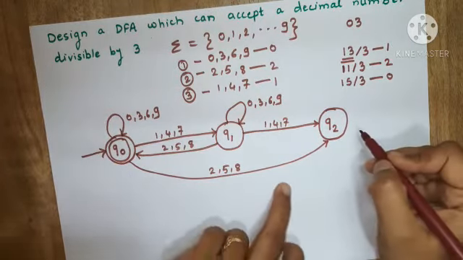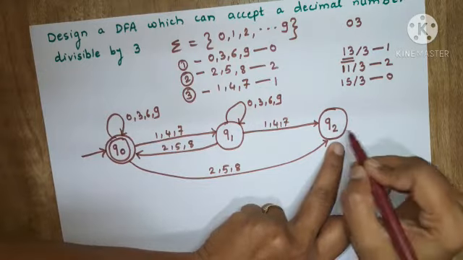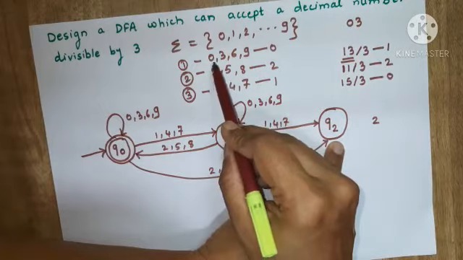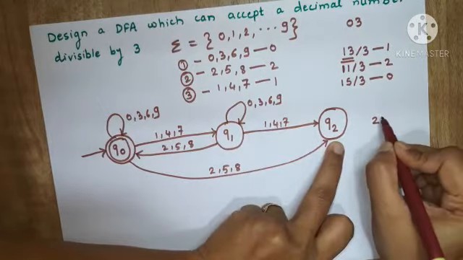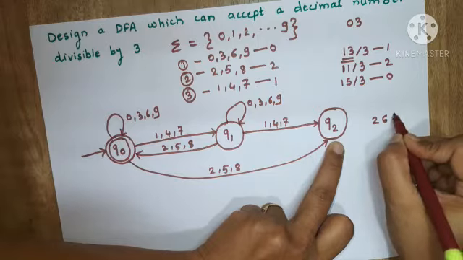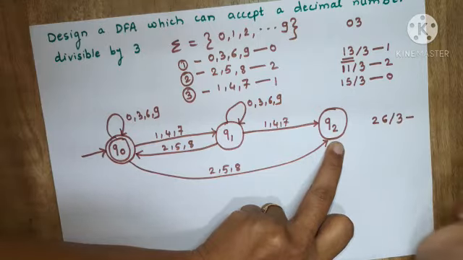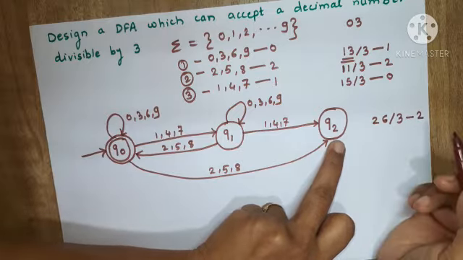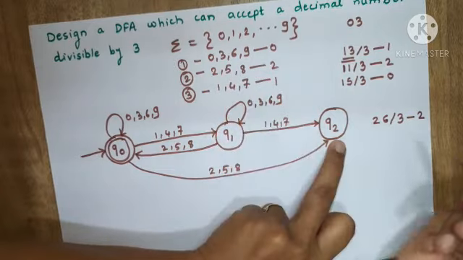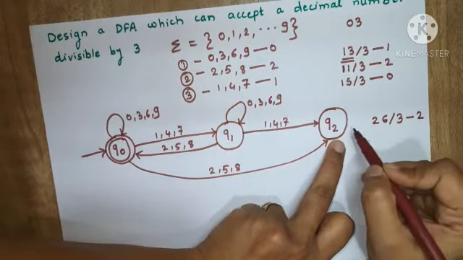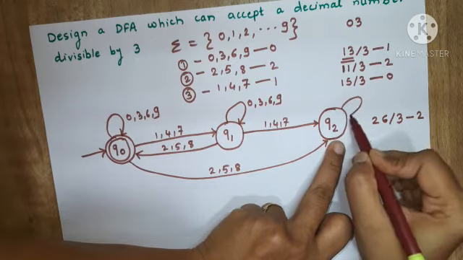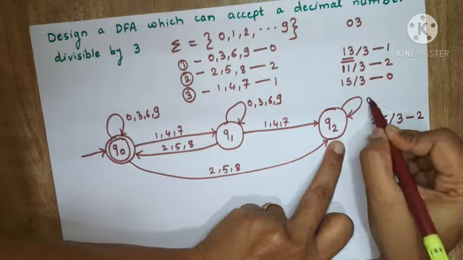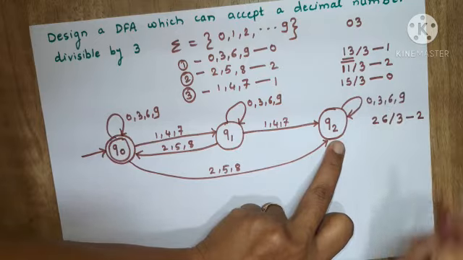So now we have to show transitions for Q2 state. So Q2 state is having remainder 2. And now suppose I am getting one of the digits from the first class. So that is 26. If I divide this 26 by 3, what remainder will I get? 2. Okay, so that means for these 0, 3, 6 and 9, if these numbers come in Q2 state, I have to go to a state which is having remainder 2, that is nothing but the same state. So for 0, 3, 6 and 9.